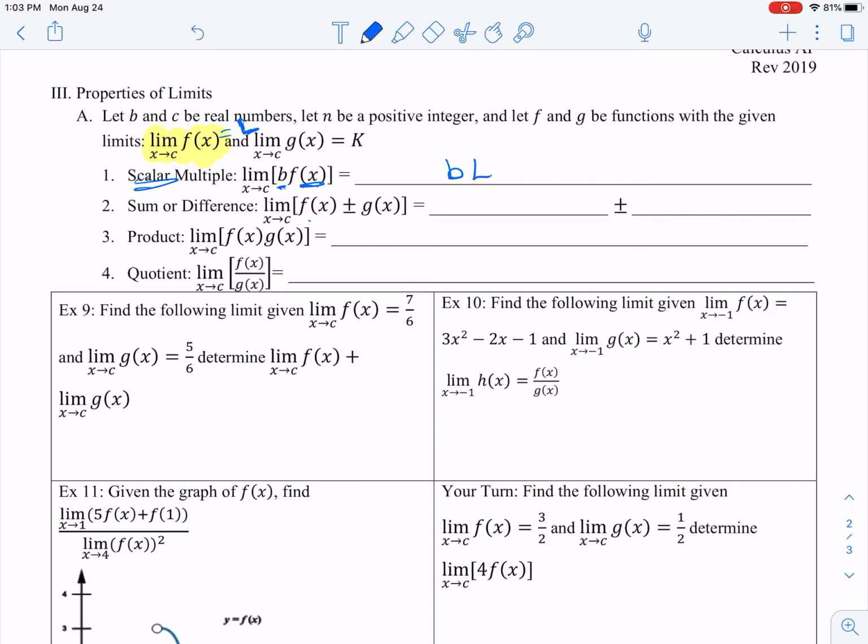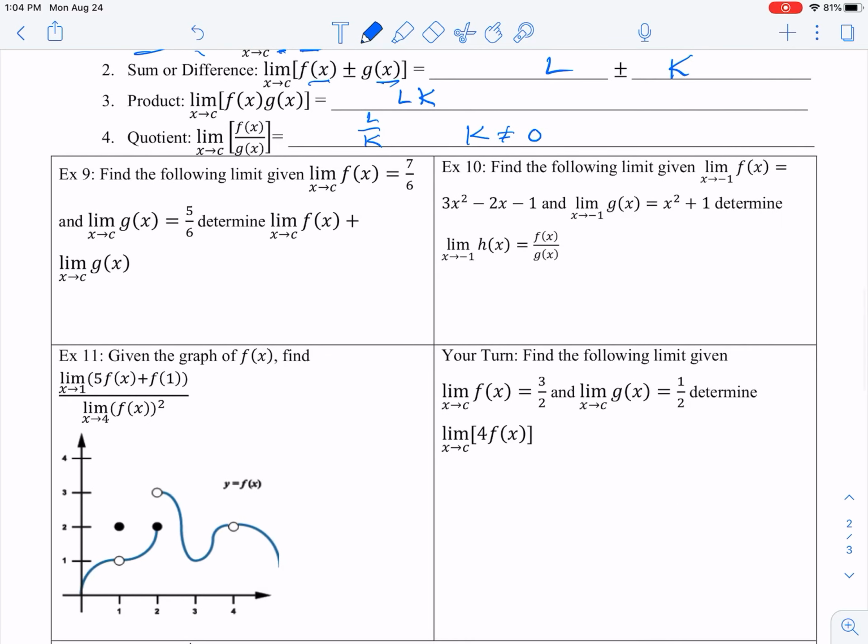Some are different, you can add them together. And make sure that's going to C and that's going to C. So the answer here is L plus K. Oh, well, sorry, I read ahead. It should be L plus K. The product, you multiply them together, LK, and the quotient, it's L divided by K, assuming that K is not equal to 0. All right, those are the properties.